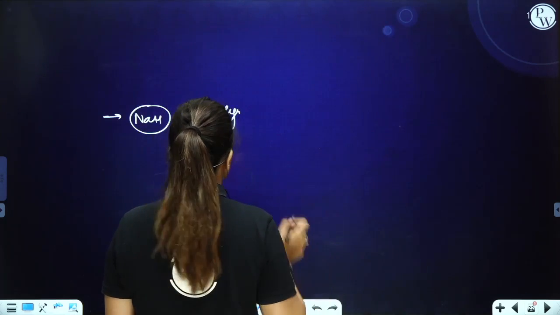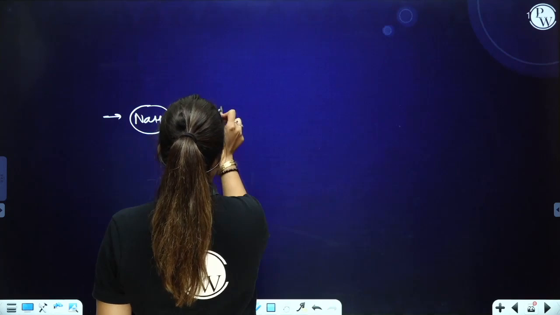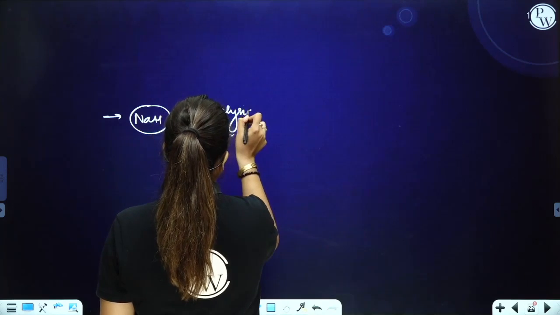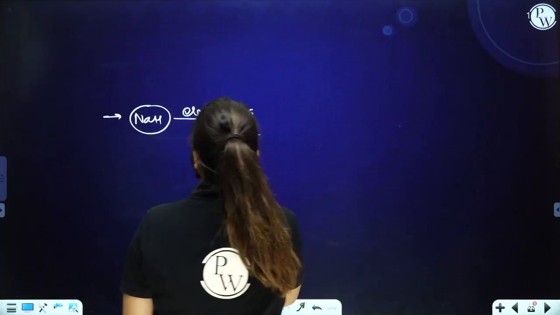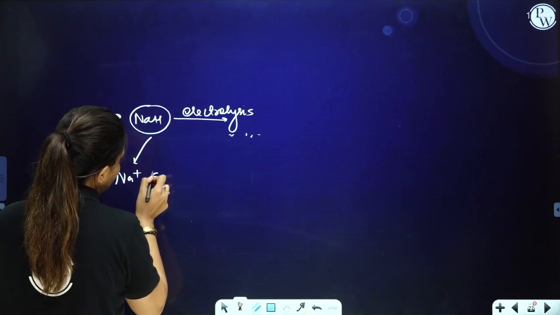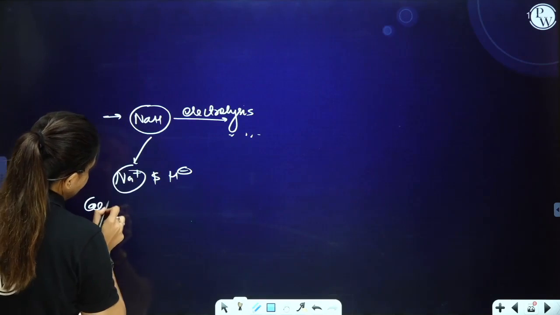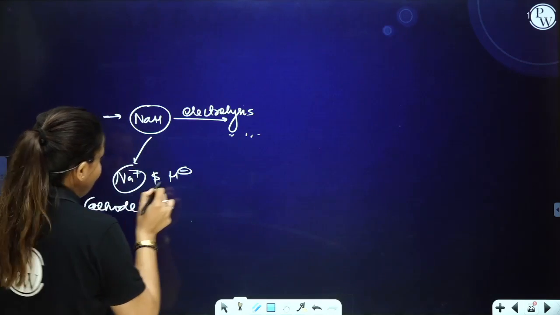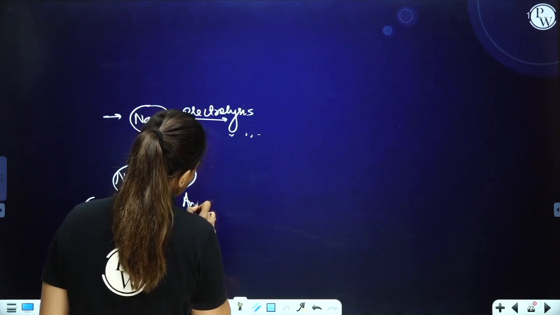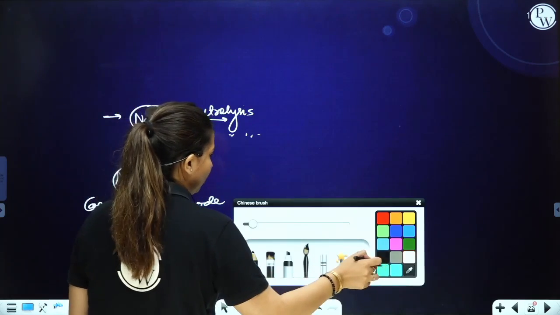Electrolysis, so what will be the product you are going to get? See, sodium will break into sodium positive and H negative. This will go on the cathode, whereas H negative will move towards the anode, right? And what all products you are going to get?